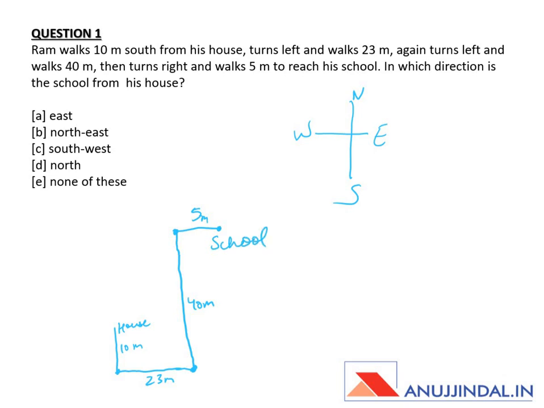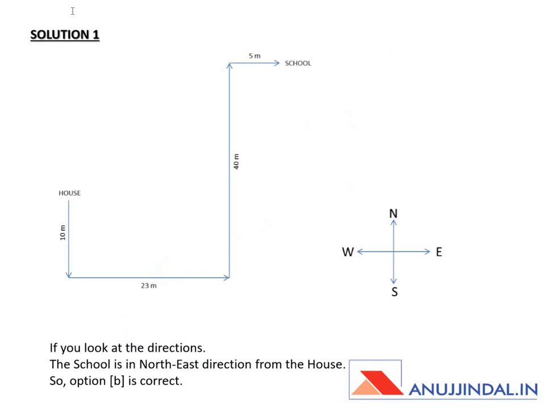Now in the question they are asking in which direction is the school from his house. So they are asking the direction of school with respect to house. If you consider house to be at the center point, then this direction is pointing towards northeast. So the school is in the northeast direction from the house. So option B is the correct answer.